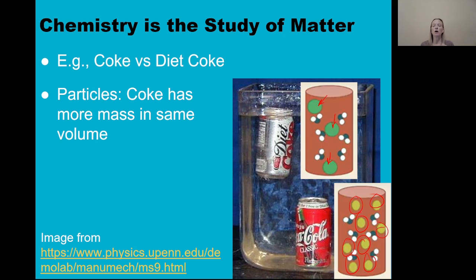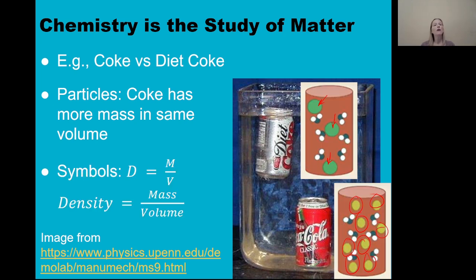as Diet Coke. We can represent this symbolically using an equation. Density equals mass divided by volume. A lot of times people think that objects sink because they are heavy. That is not why they sink. They sink because they are dense. And density takes into account heaviness, the mass, but also takes into account the volume. And so density is mass divided by volume. And so Coke Classic has more mass in the same amount of volume as Diet Coke does.